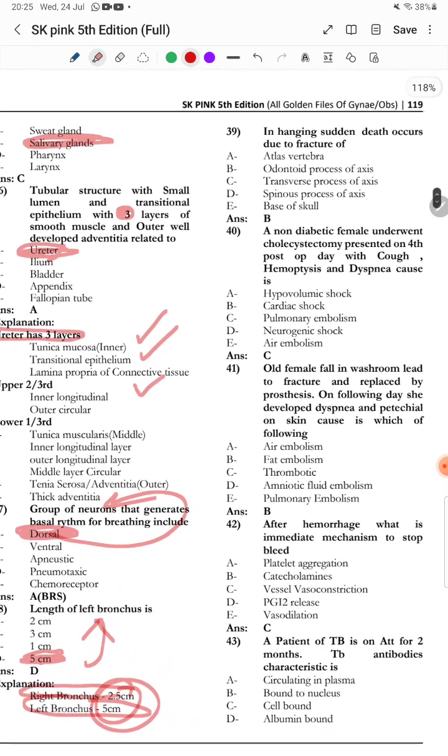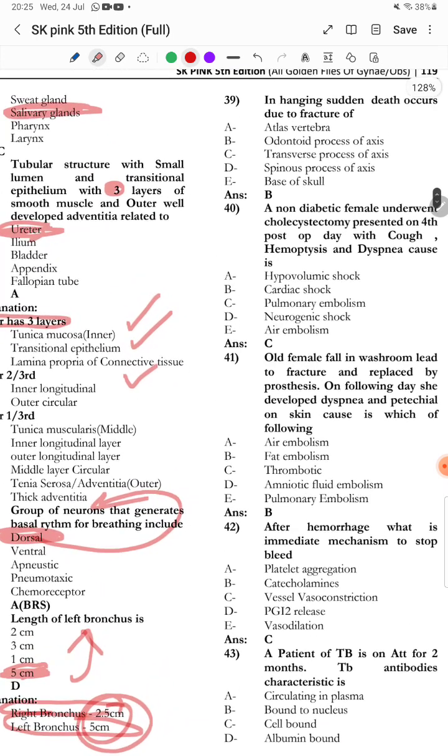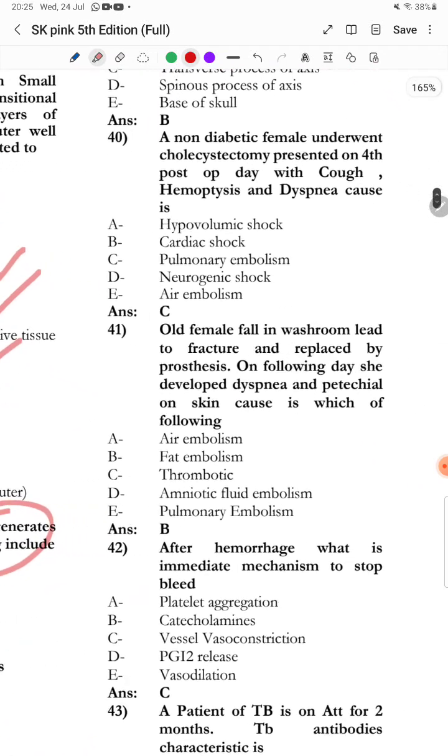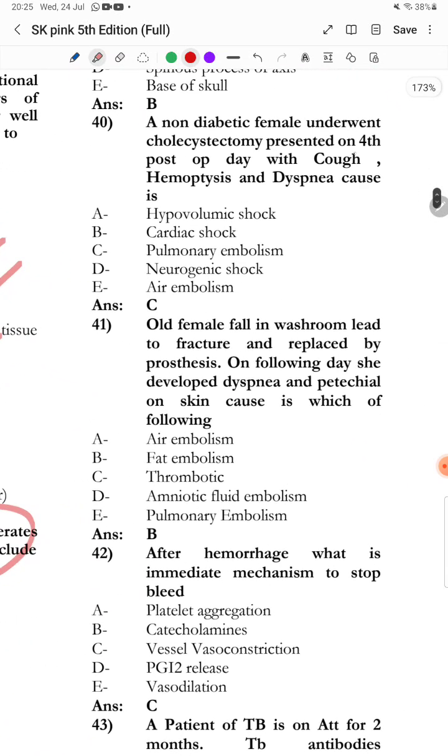Okay, the next is in hanging, sudden death occurs due to fracture of odontoid process of axis. Non-diabetic female underwent cholecystectomy, presented on 4th day with cough, hemoptysis and dyspnea. What is the cause? So it is pulmonary embolism.